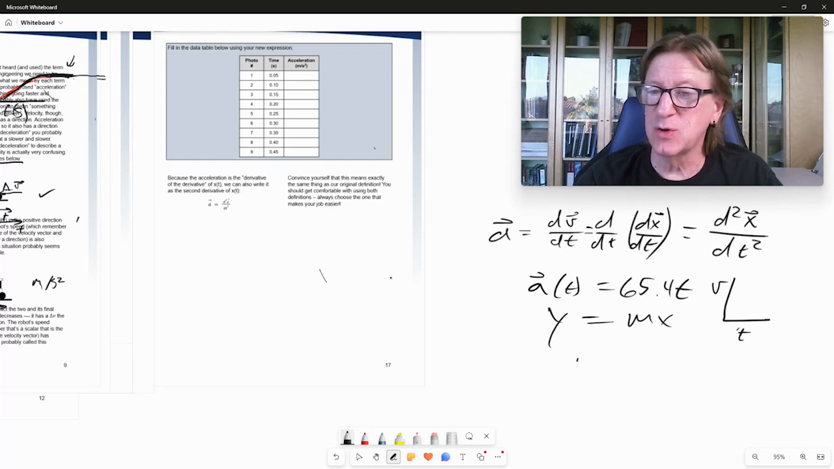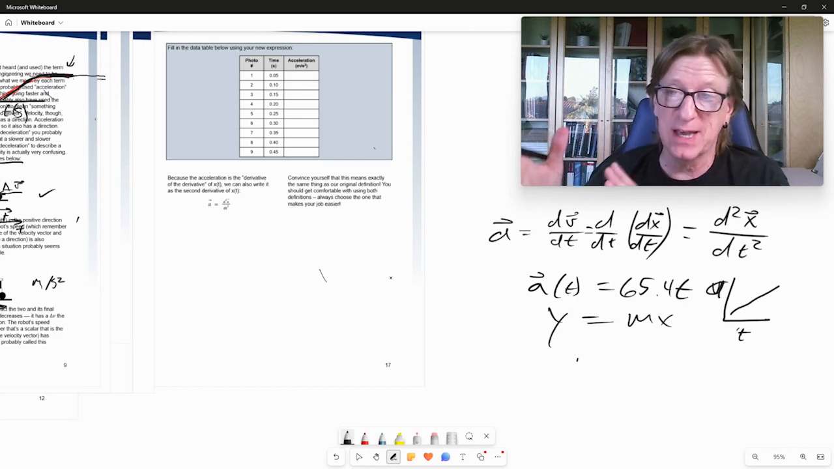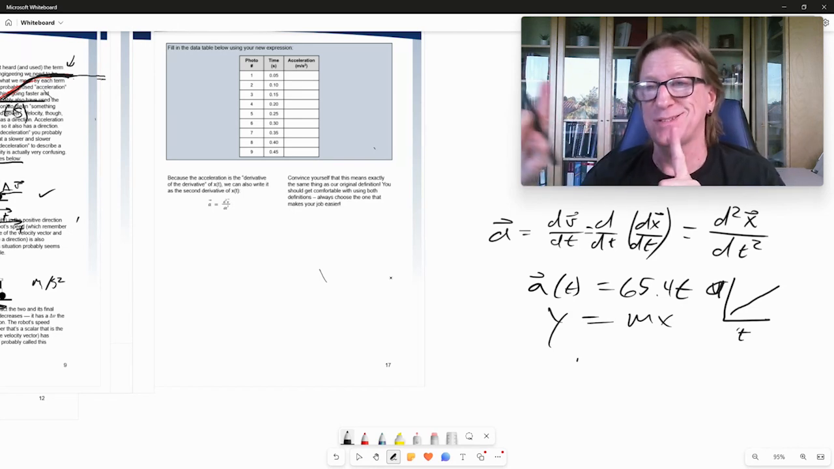So in this case, though, it's my acceleration that's changing. So now I've got my acceleration that's changing with time instead of just my velocity. So not only am I going faster each time interval, the rate at which I'm going faster is going faster.